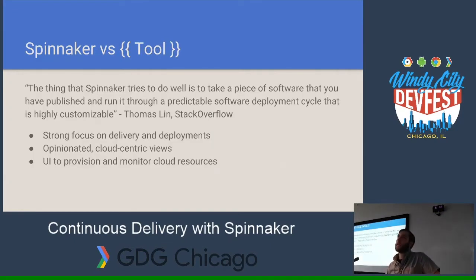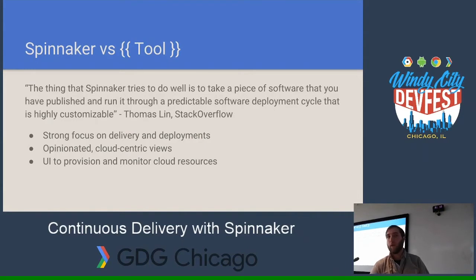Whenever I've talked about Spinnaker or done similar things, I get, what about other tools? What about Jenkins pipelines? What about GoCD? What about this thing? I quoted Thomas Lin, one of the main engineers on the Netflix team that wrote Spinnaker. Someone asked this exact question on Stack Overflow, and he said, the thing that Spinnaker tries to do well is take a piece of software that you've published and run it through a predictable software deployment cycle that is highly customizable. That's Spinnaker's core mission. Its core mission is CD. So, Jenkins does a lot of things, has a lot of plugins, has no real opinionated way of doing things.